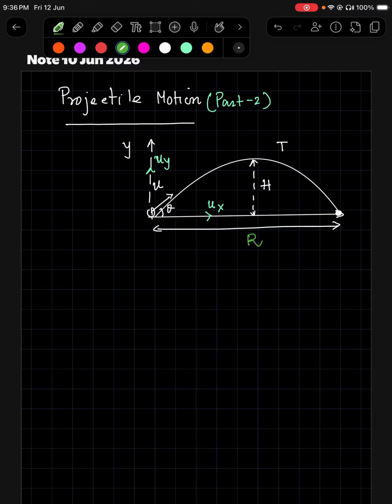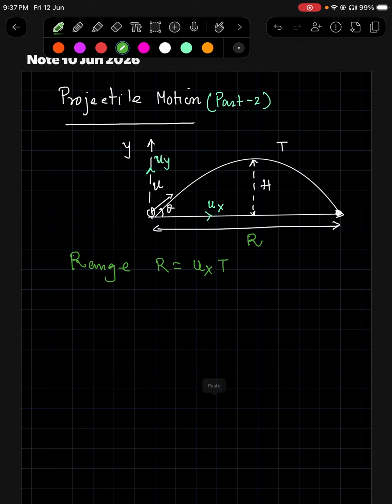In the last video, we have already learned the four formulas of projectile motion. A projectile which is thrown making an angle theta with the horizontal plane, and it is moving only under gravitational force. And we have found the range, the total horizontal distance the projectile travels, R, which is given by simply ux into the time of flight.